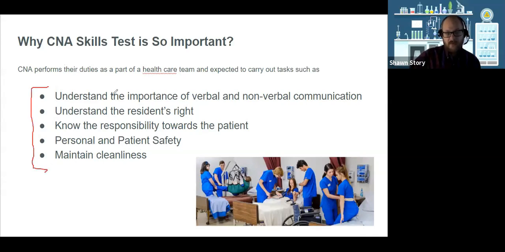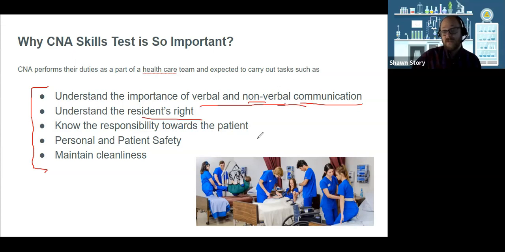These are the reasons why. It really helps us understand the importance of verbal and nonverbal communication, right? That as CNAs, how are you communicating with the patients? How are you introducing yourselves? How are you providing the best care possible, being aware of the words you're saying and also what you're not saying with your body?